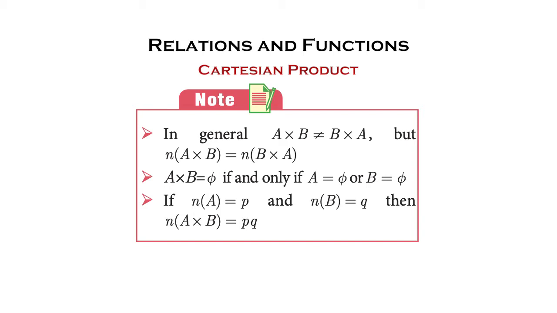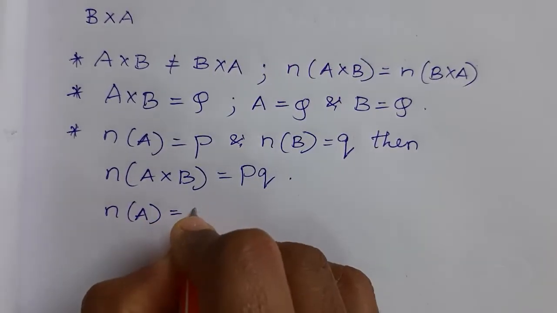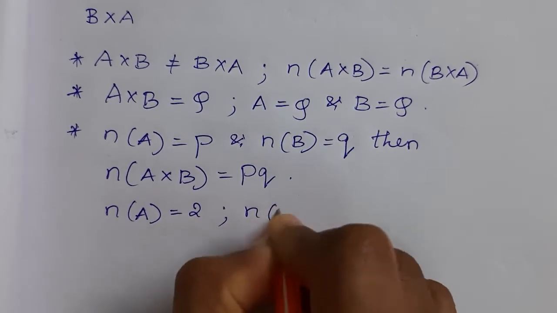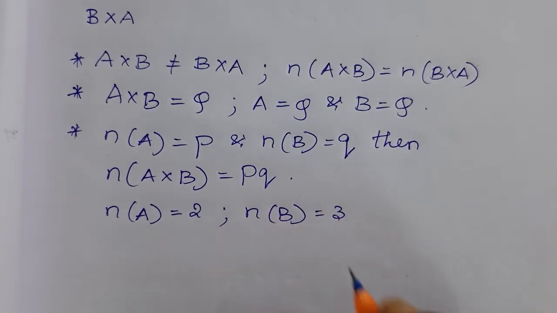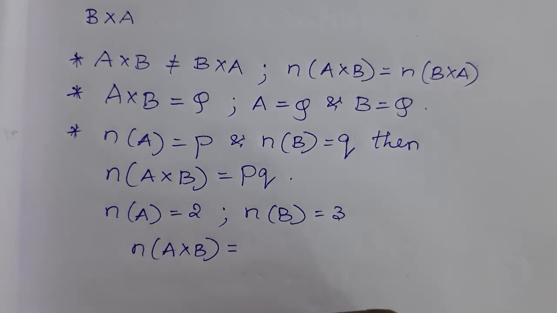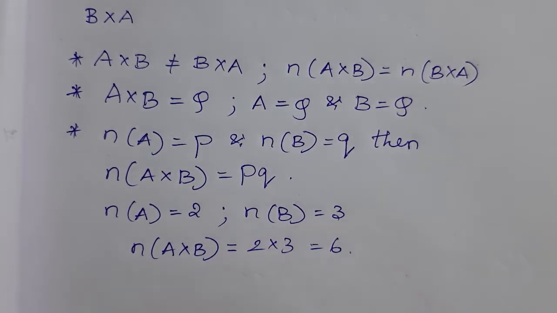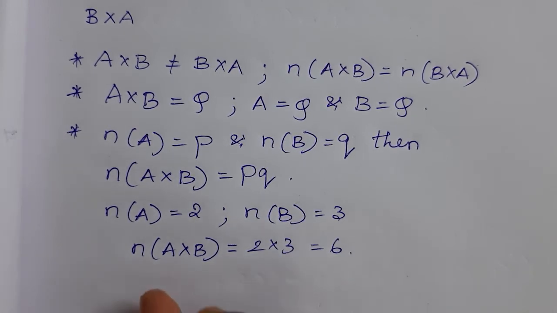I'll just show you in terms of the previous example. That is, if n of A is equal to 2, the number of elements in set A is 2, and n of B is equal to 3, the number of elements in set B is 3, then the number of elements in the Cartesian product A cross B will be equal to 2 into 3, which is equal to 6. Totally there will be 6 elements in the Cartesian product A cross B.